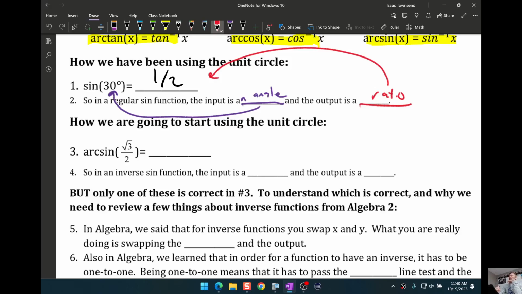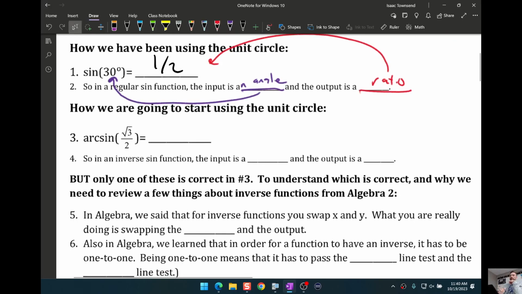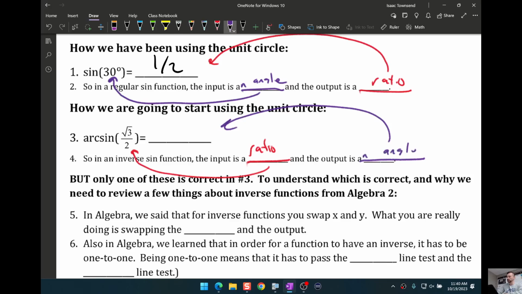Well, at the most basic, inverse functions really just mean you're swapping input and output. So now that we're doing inverse functions, the input is going to be the ratio, and what it's equal to, the output, is going to be an angle.